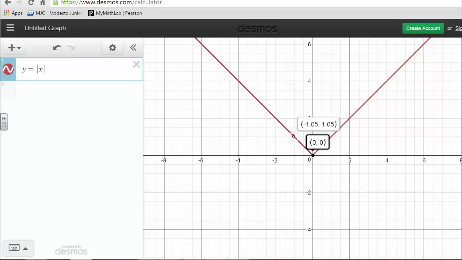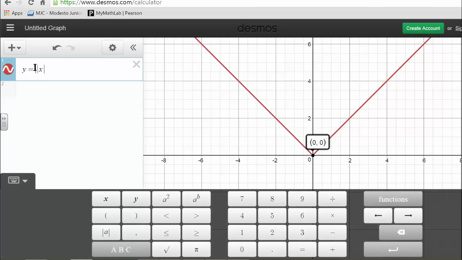Then there's negative 1, 1. And you can kind of follow the graph. There's negative 1, 1, and then all these other points along the graph. And then there's 1, 1. So now, if I put a number in front, watch what happens.